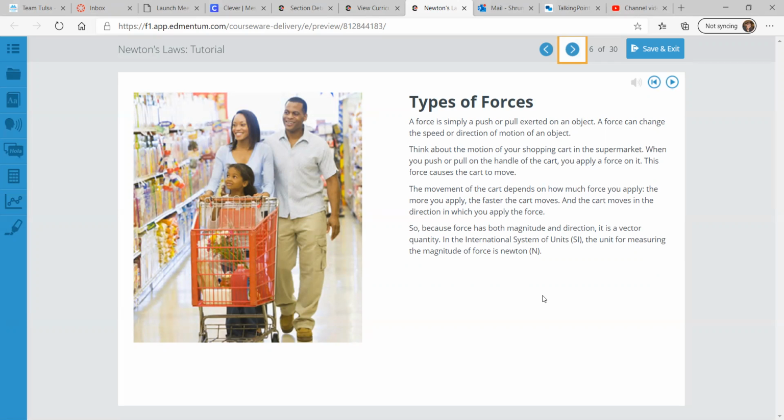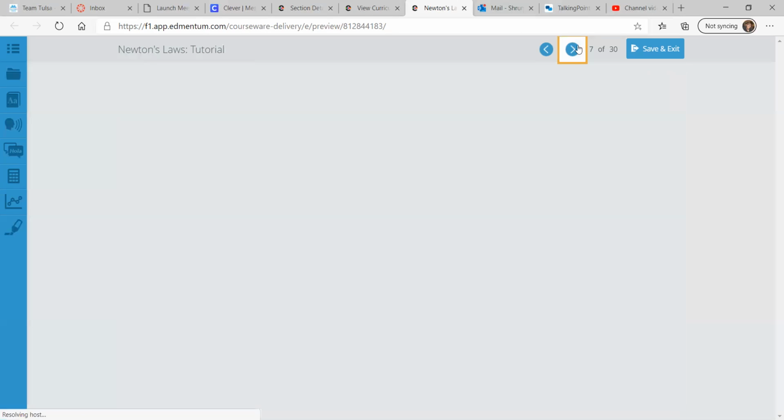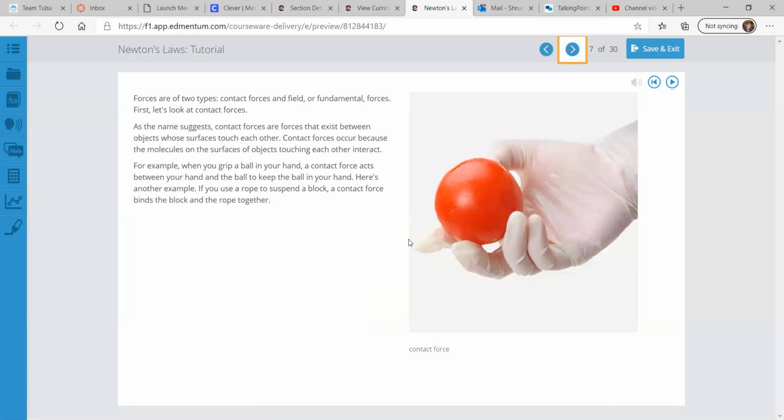Because force has both magnitude and direction, it's a vector quantity. In the SI units, or the International System of Units, we use the magnitude of force as represented as newtons. We measure force in newtons, and they use a capital N to symbolize that. Forces are of 2 types: contact forces and field or fundamental forces.